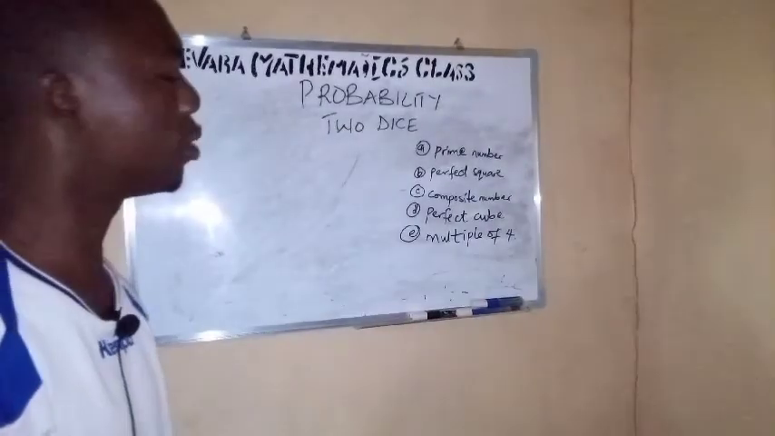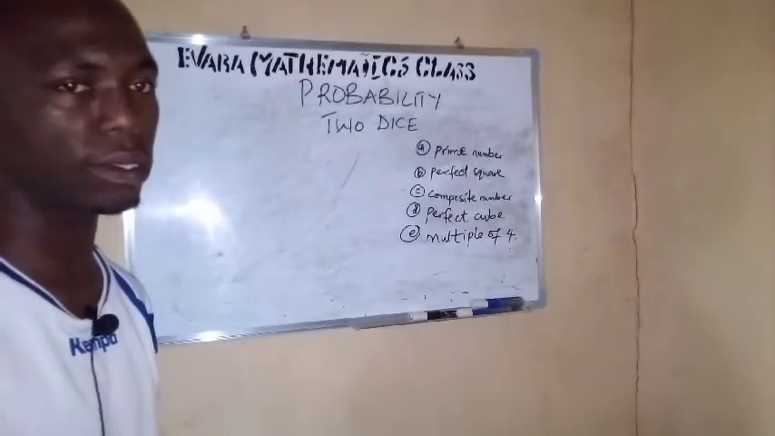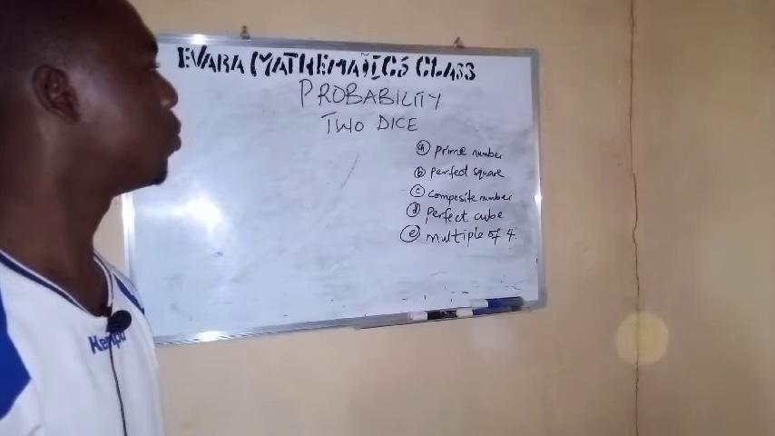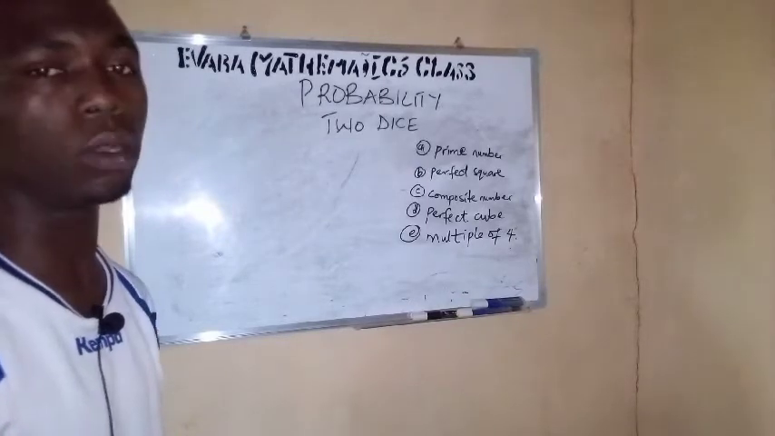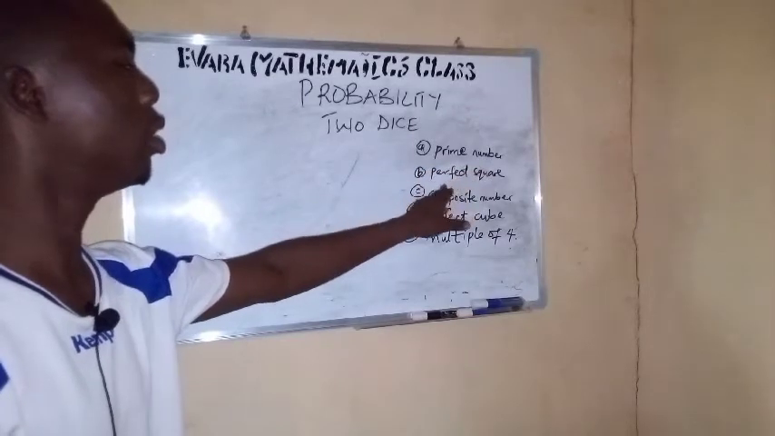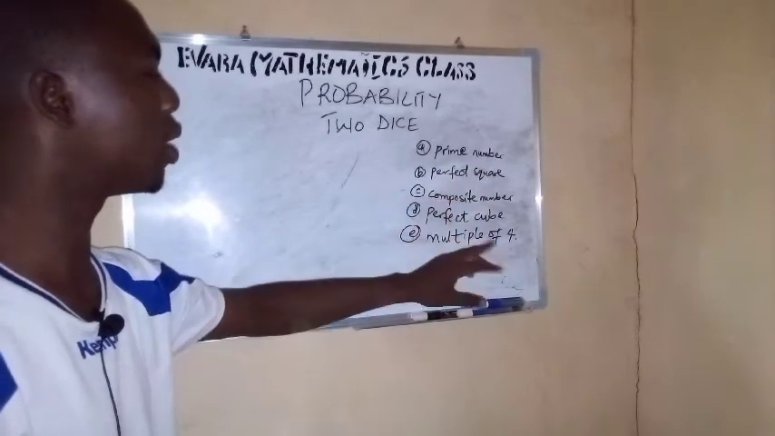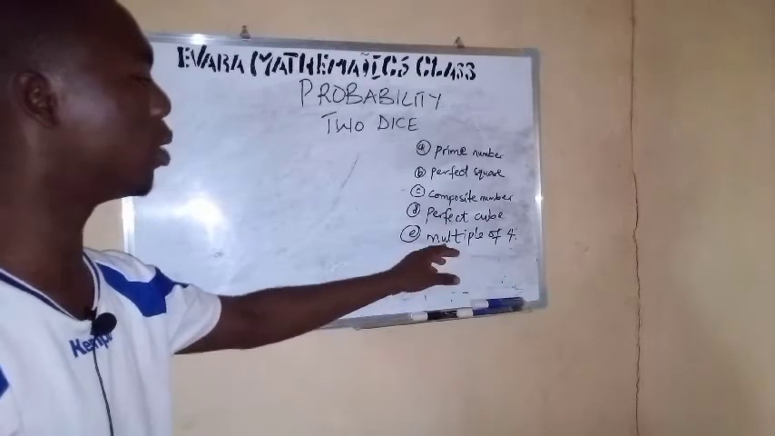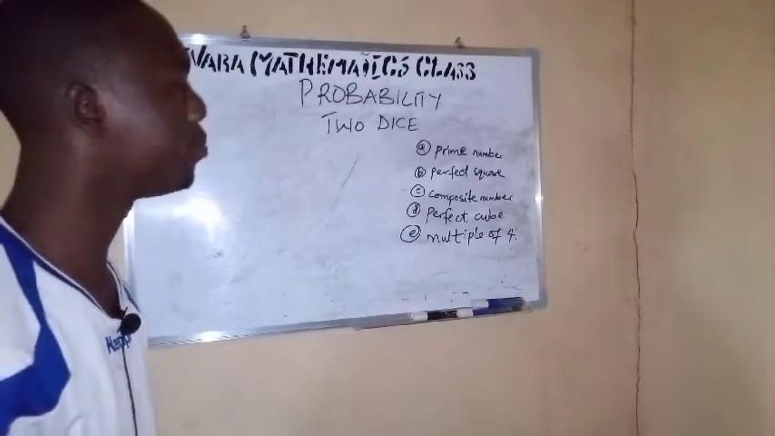Well, the question says two dice are thrown at once. What is the probability of getting two numbers whose sum is a prime number, a perfect square, a composite number, a perfect cube, and a multiple of 4?